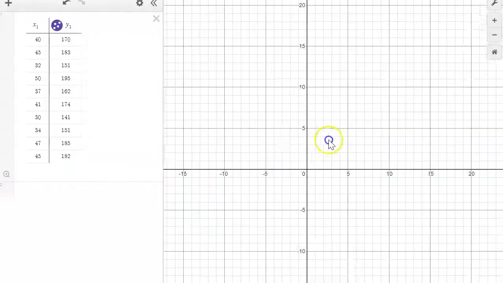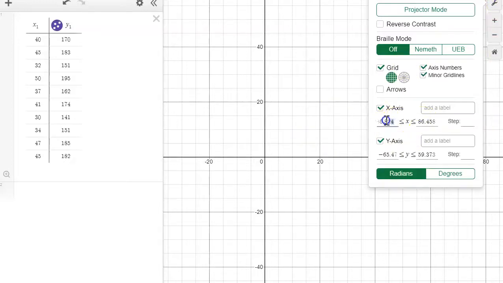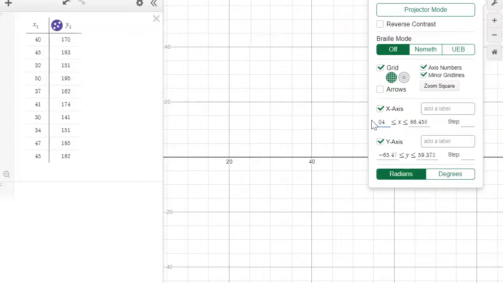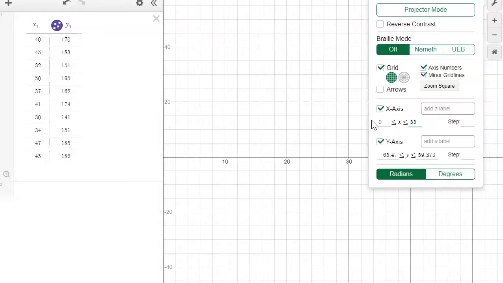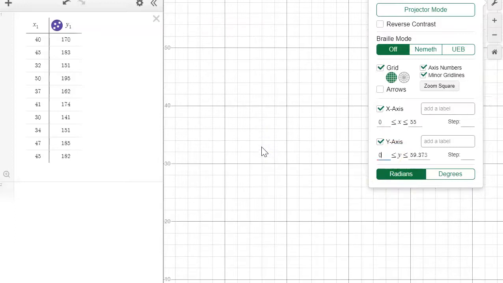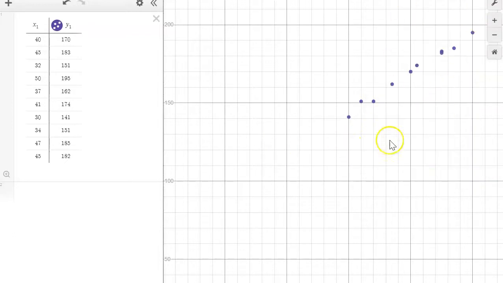If I want to see this, I need to scroll out, or I can click this little wrench to change it. I knew when I graphed this by hand, I wanted my x-axis to be between 0 and 55. And then I wanted my y-axis to be between 0 and, as on my hand one, up to 220. Okay, now I can see those points.